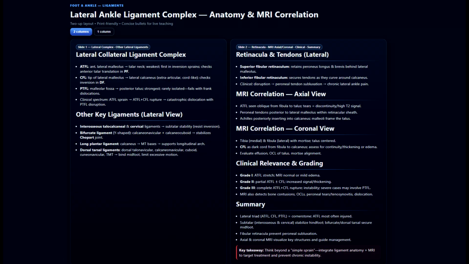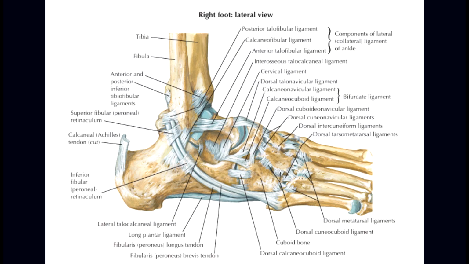MRI is invaluable not only for diagnosing ligament tears, but also for evaluating associated injuries such as bone contusions, osteochondral lesions, or peroneal tendon pathology. Summary. To summarize, the lateral ligament complex, ATFL, CFL, and PTFL, is the most clinically relevant group, with the ATFL being the most frequently injured.